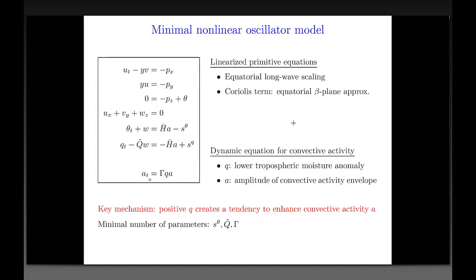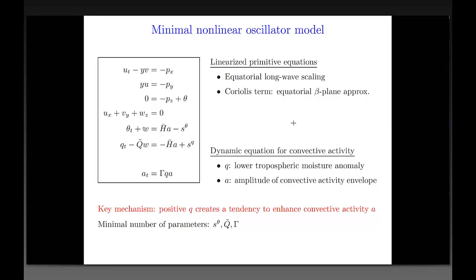And the way that the two interact is, here's how the moisture affects the convective activity, and then the convective activity appears here. We assume that the heating in our temperature equation is proportional to the convective activity, and then there's also a drying term proportional to the convective activity as well. And then we have source terms here, which represent radiative cooling and some sort of a moistening term.